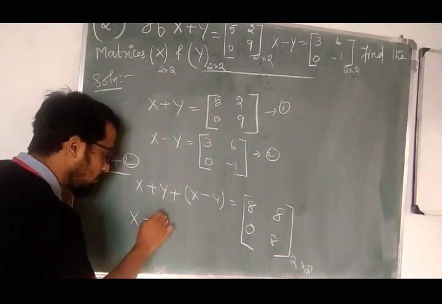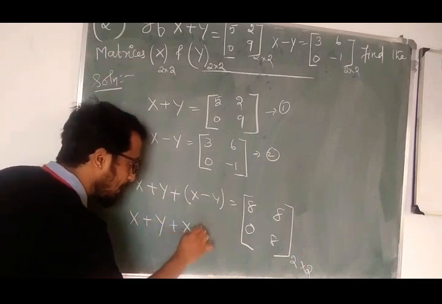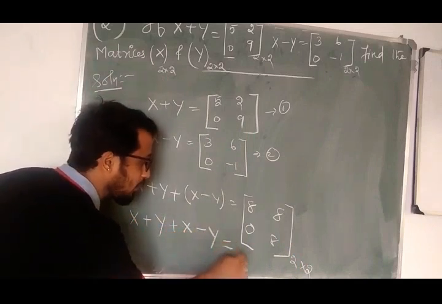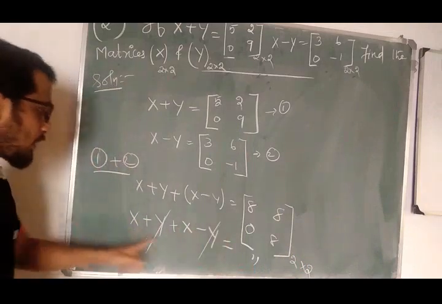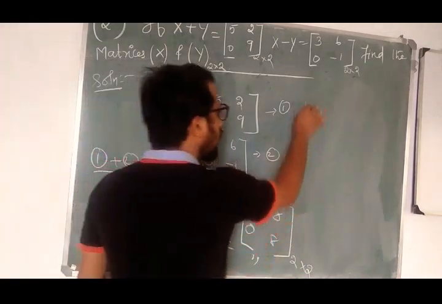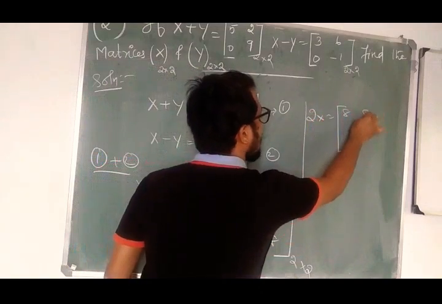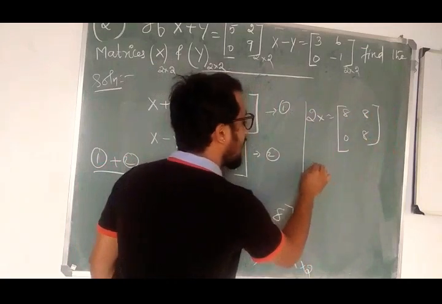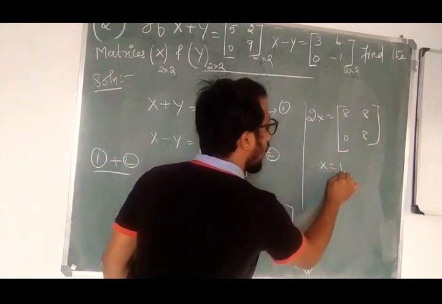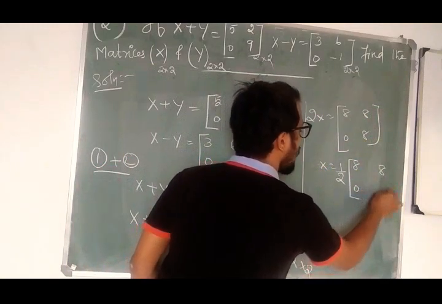Now, left hand side, we can cancel some terms. x plus y plus x minus y is equal to this resultant matrix. Can I cancel the y plus y minus y? Now, 2x is equal to [8, 8, 0, 8]. Yes or no? No. Therefore, x is equal to 1 by 2 into [8, 8, 0, 8].